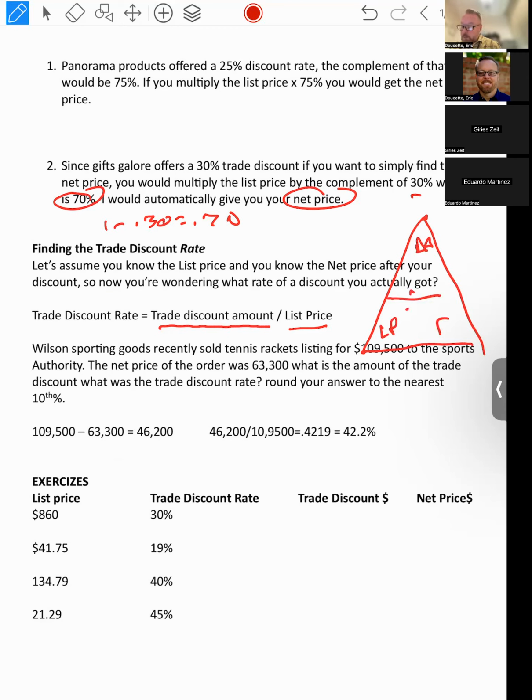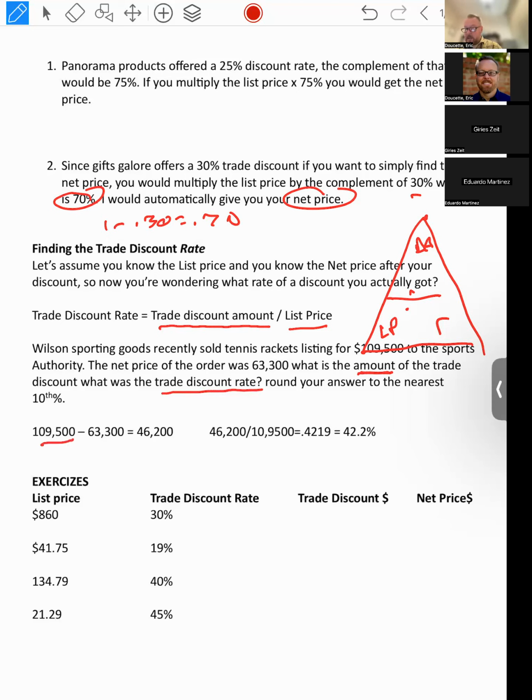All right, so Wilson Sporting Goods recently sold tennis rackets for $109,000 to the Sports Authority. The net price of the order was $63,000. What is the amount of the trade discount? So they're looking for the amount. And what is the trade discount rate? Round your answers to the nearest tenth percent.